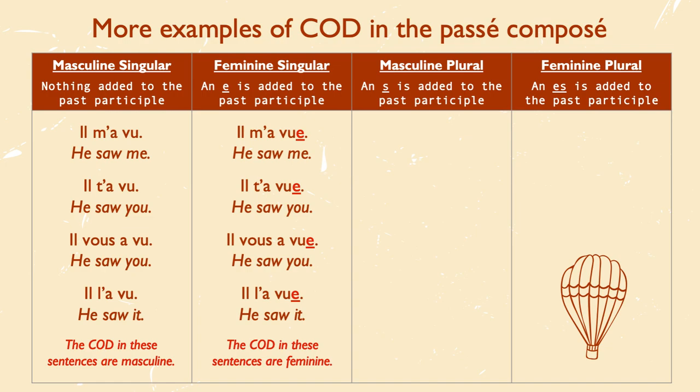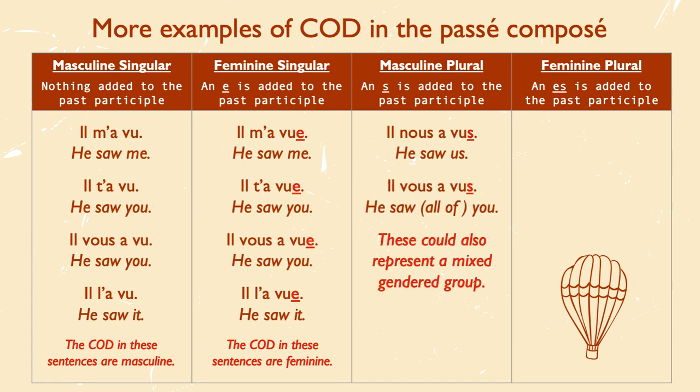All right, third column, masculine, plural. If the direct object is a masculine noun and it is plural, then we add an S to the past participle. Il nous a vus. Il vous a vus. Now remember, these could represent a mixed gendered group as well. It doesn't just have to be completely masculine.